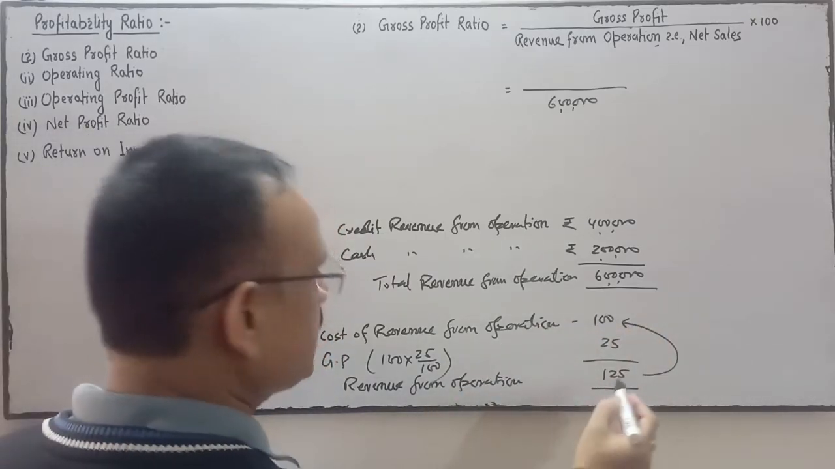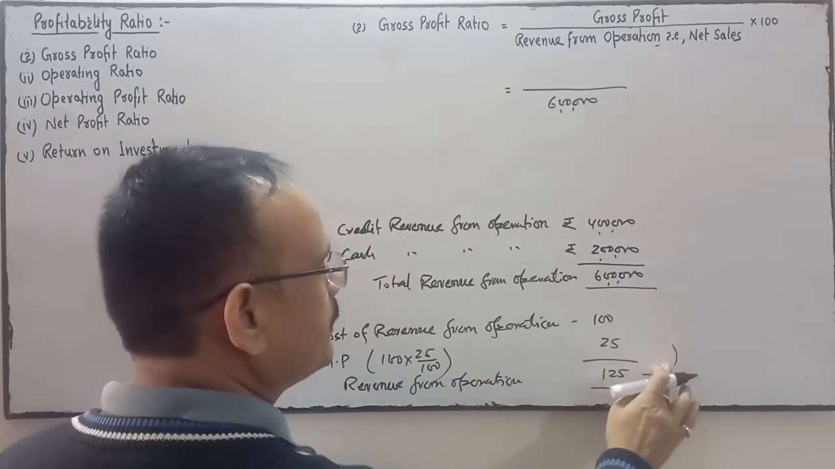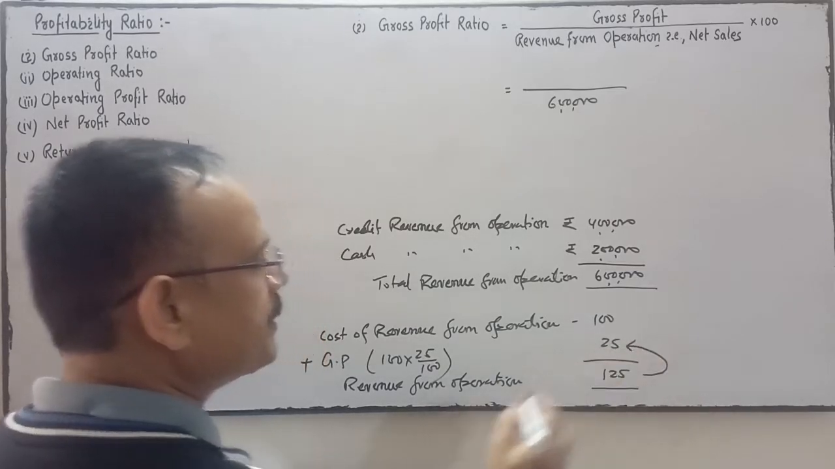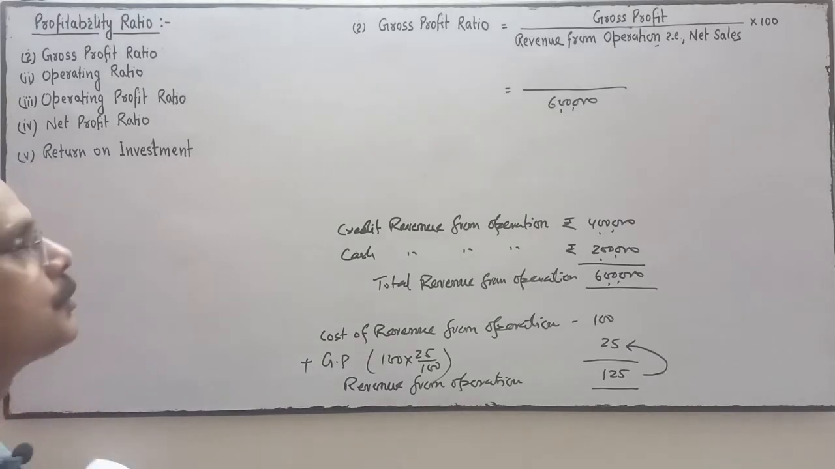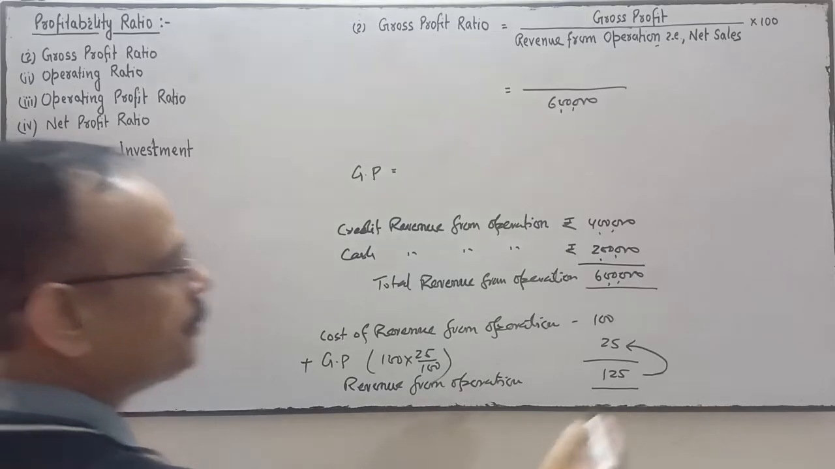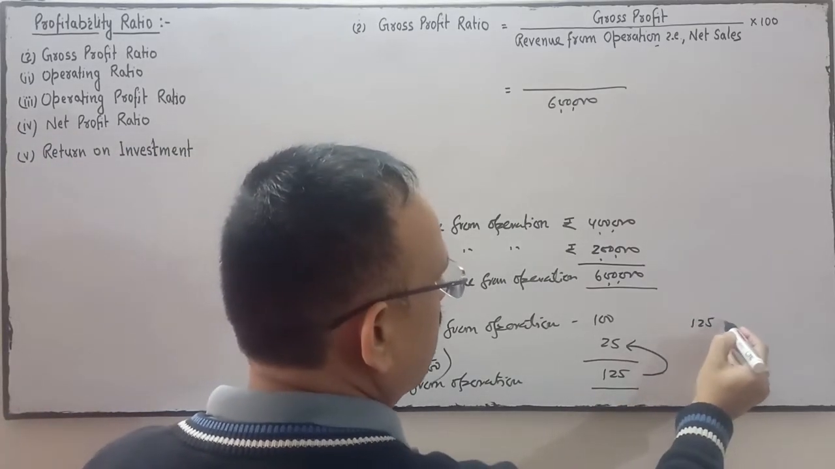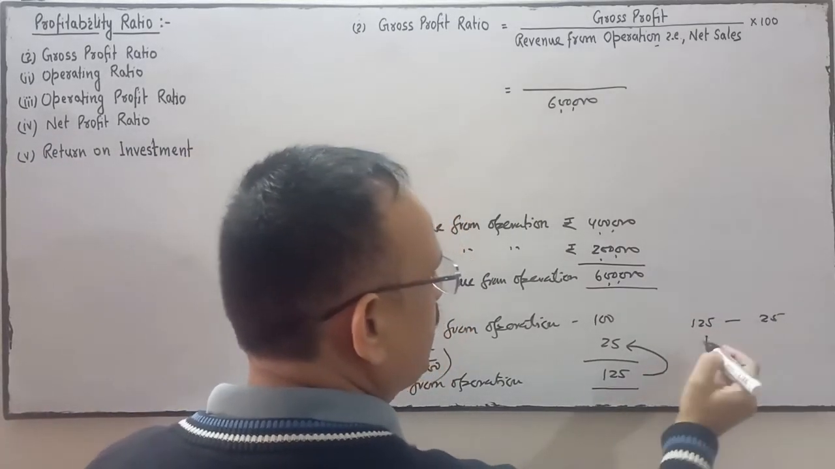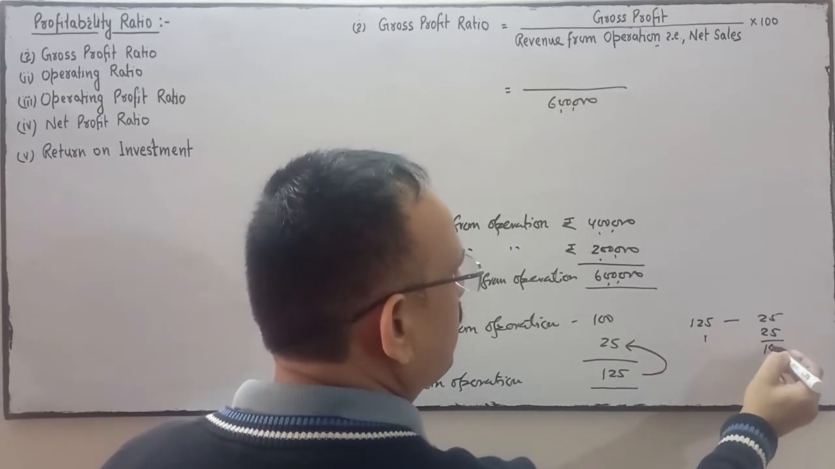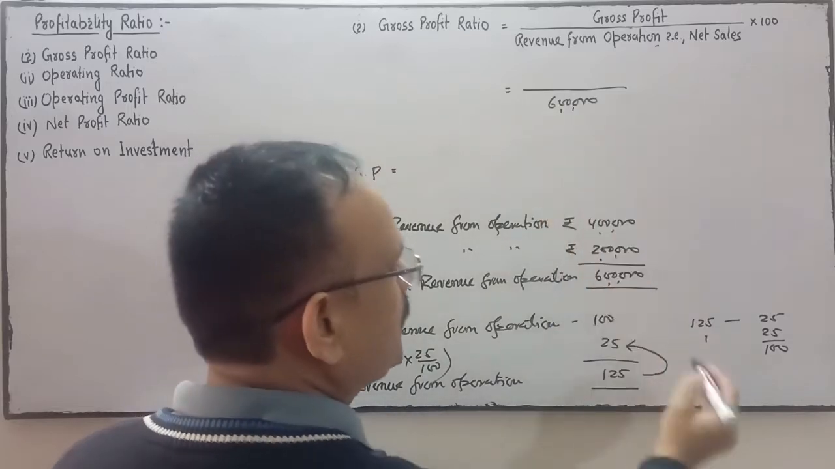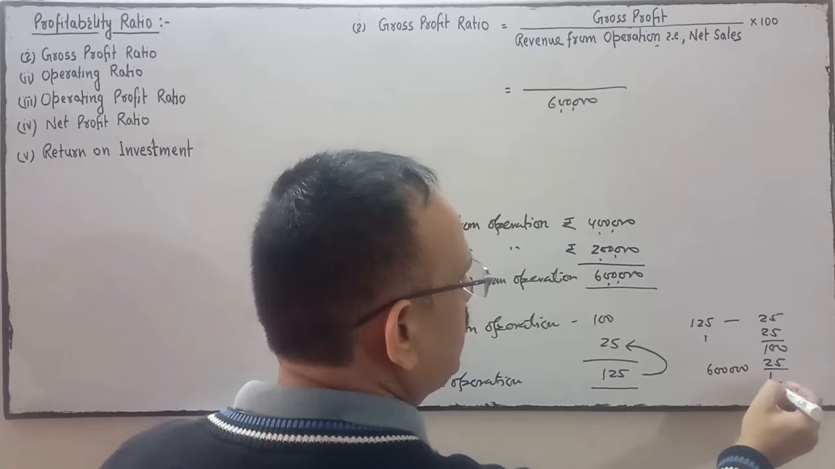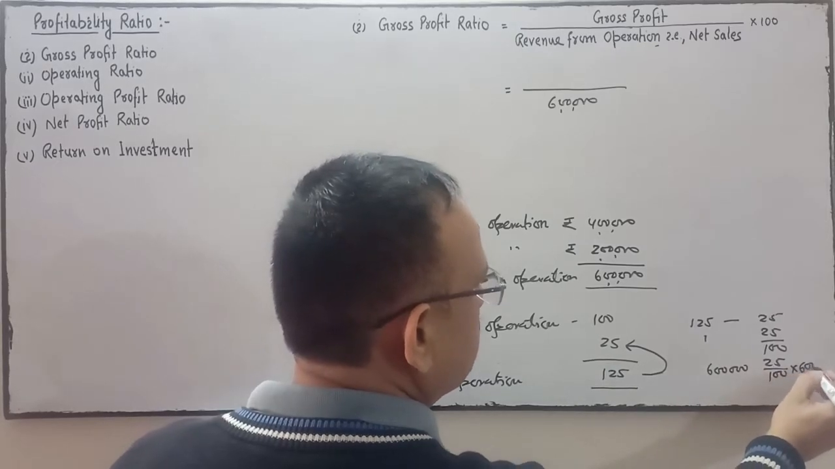Or you can directly do the relation with this. When the revenue from operation is this, gross profit is how much? It is 25. So gross profit: when the revenue from operation is 125, GP is 25; when revenue from operation is 1, GP is 25 upon 100; and when the revenue from operation is 6 lakhs, then it will be 25 upon 100 into 6 lakhs.